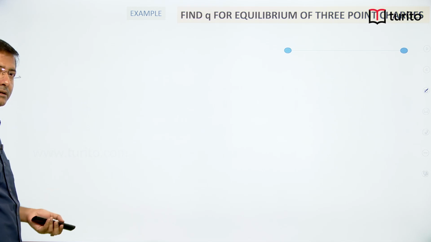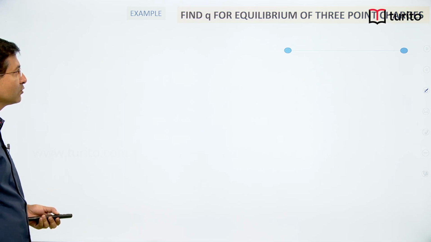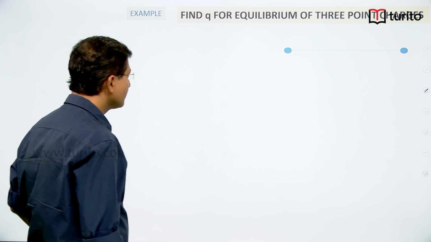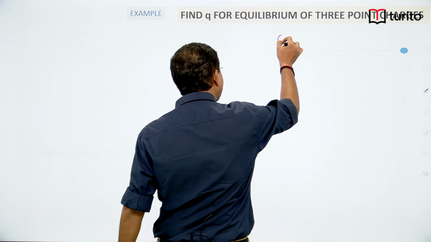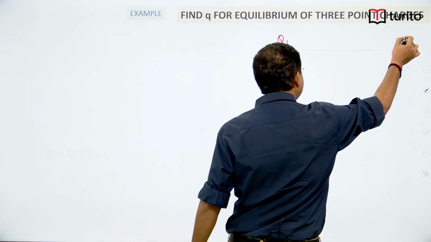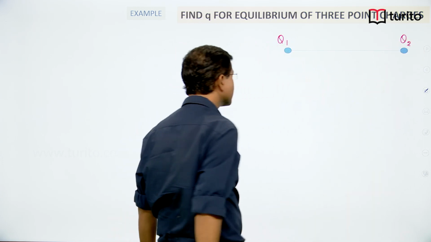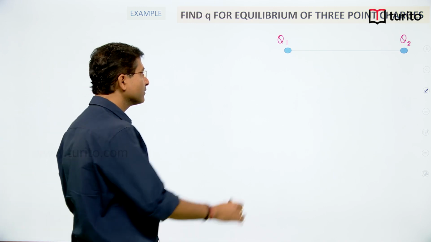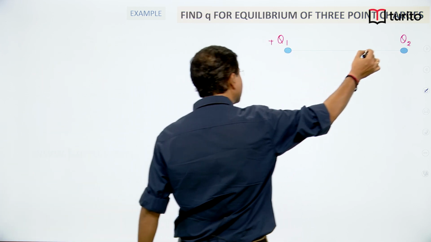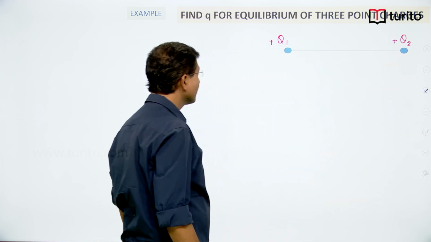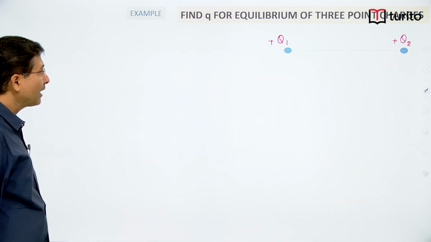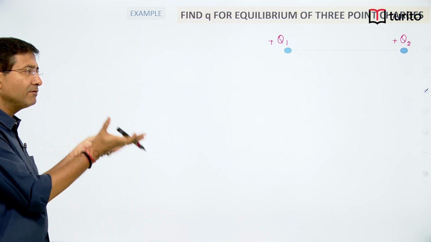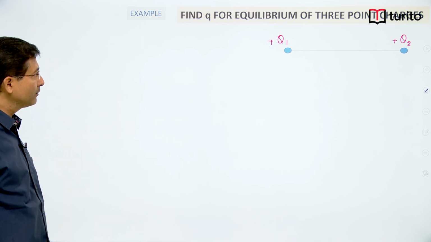So I have taken two point charges Q1 and Q2, right. Let us say this is Q1 and this is Q2, both are positive. So I am taking both the charges positive and I just want to place one more particle so that all three will be in equilibrium.